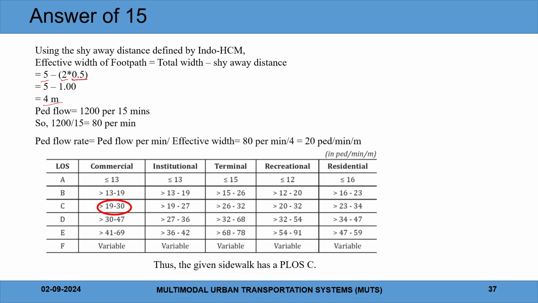And you know the pedestrian flow, that is 1200 pedestrians per 15 minutes, so 80 pedestrians per minute. And you need the unit pedestrians per minute per meter. So you just divide this pedestrian flow rate by the effective width, that is 20 pedestrians per minute per meter, and it will come as LOS C.